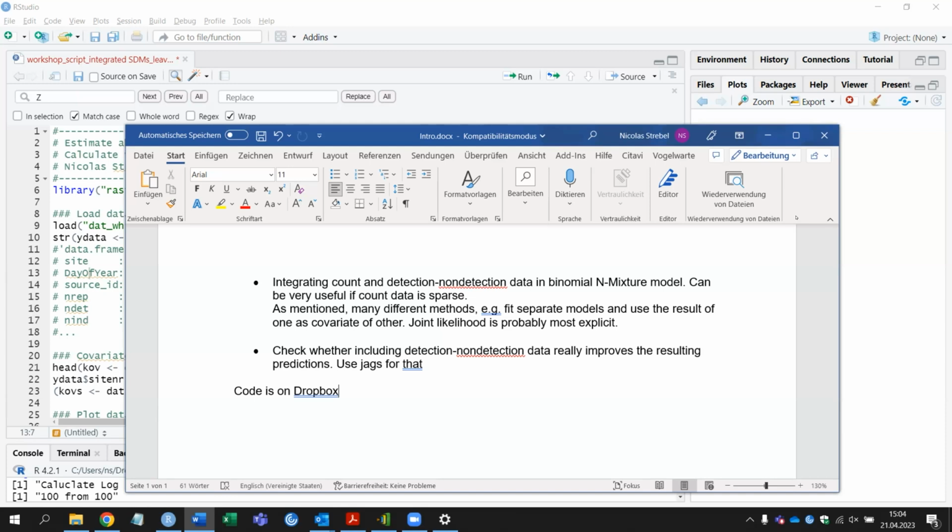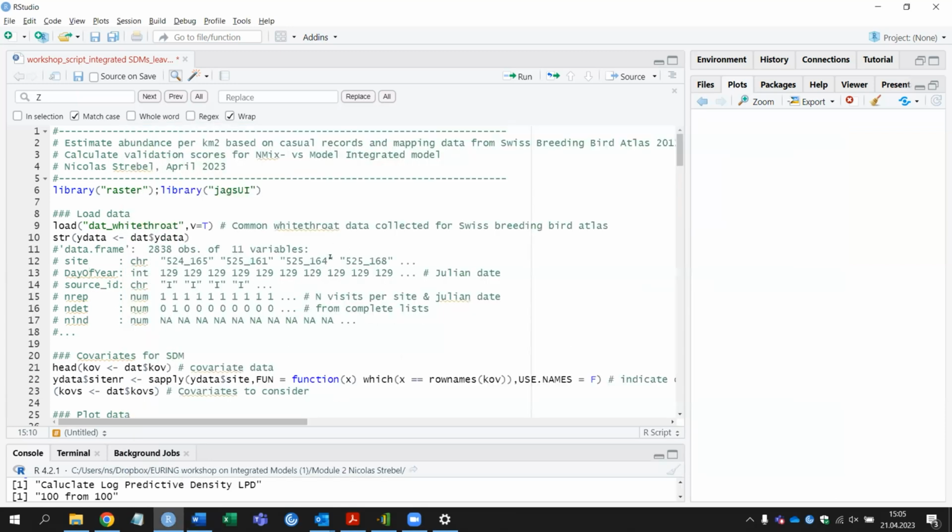Yeah, and then in the same script, I will check whether including detection, non-detection data really improves the resulting predictions or the prediction ability of the model. You can find the code on Dropbox. There is also one useful reference on the code on the Dropbox, and yeah, I'll basically run code. Try to talk about what I'm doing with the code.